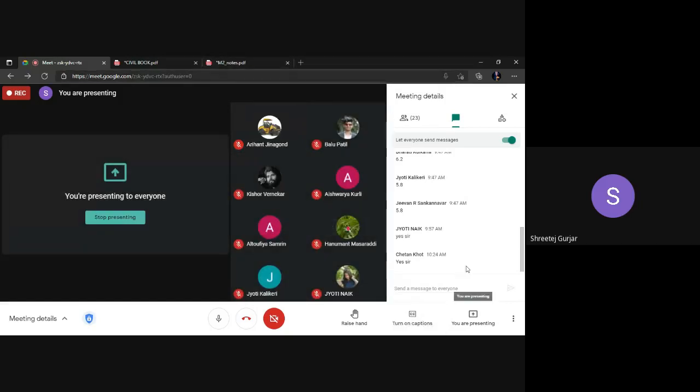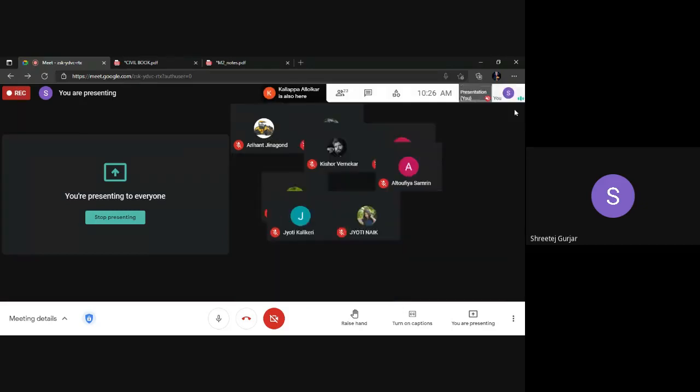So has everyone understood this numerical? Is it clear, guys? No problem. Please reply. You can see there are 23 of you here, but nobody is replying. Chetan has understood, Samreen has understood, others? Yes, please reply. This is a difficult numerical, so please reply whether you have understood or not.